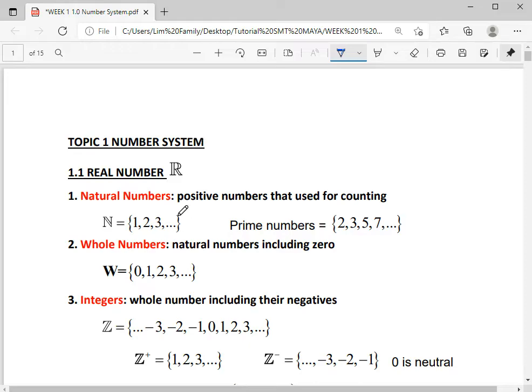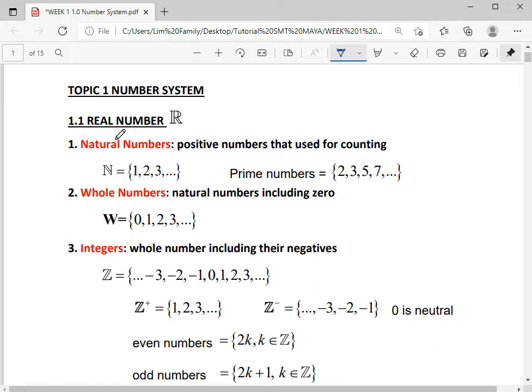So in real numbers, they have a few categories here. For the first one, the first number that we recognize as we were small is the natural number. Like in kindergarten, what you start first, you will learn 1, 2, 3, 4, 5. So a natural number is a positive number used for counting. So only nombor bulat, positive 1, 2, 3. You won't involve 1.2, 1.3, 1.4. You won't involve any decimal yet. So it starts from 1.